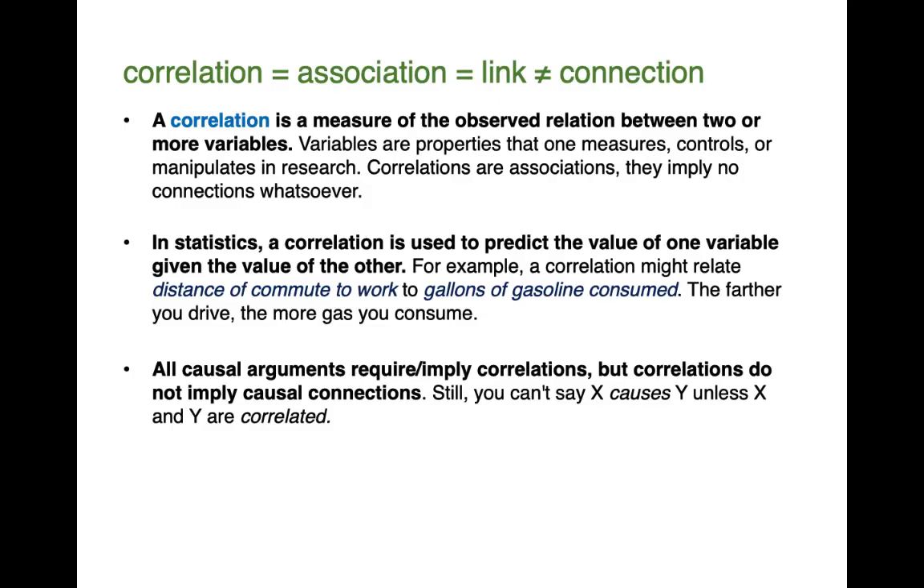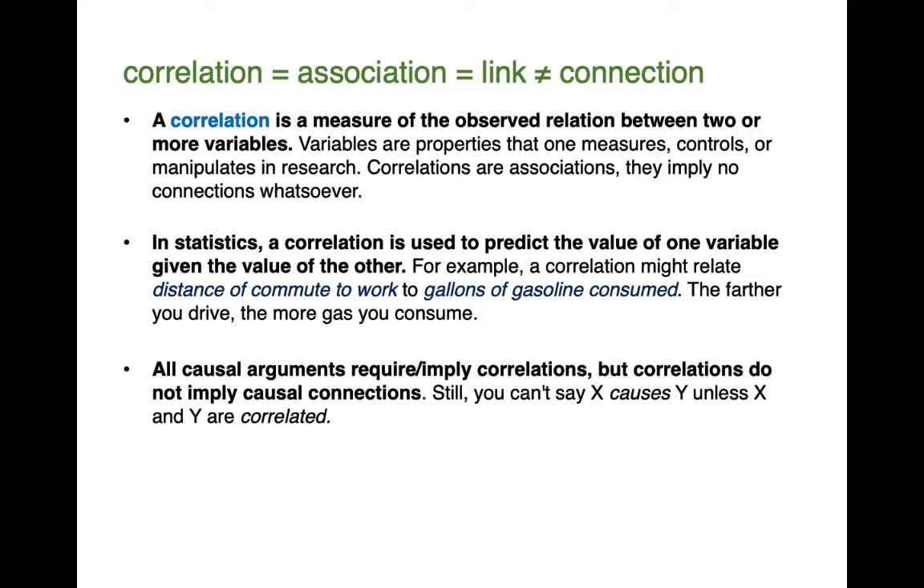A correlation is a measure of an observed relation between two or more variables. Variables are properties that you measure, control, or manipulate in research. Correlations are associations, but they don't imply connections, none whatsoever. In statistics, a correlation is used to predict the value of one variable given the value of the other.